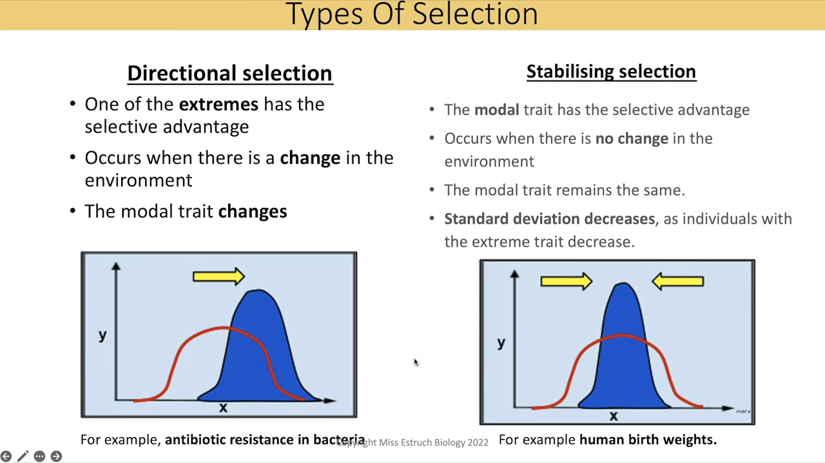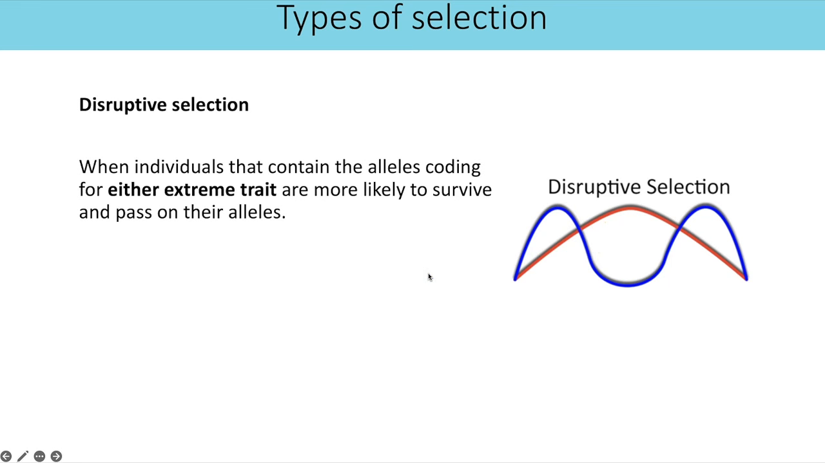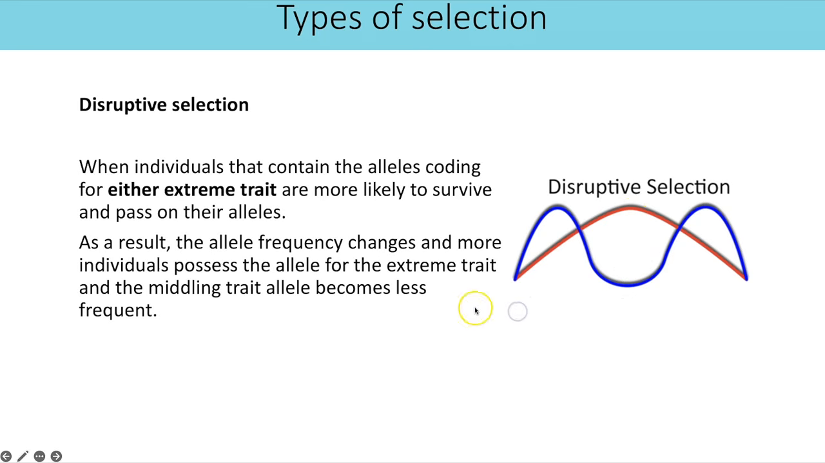The final type is disruptive selection. Disruptive selection is when both extreme traits provide the selective advantage, and therefore individuals that have either of those extreme traits are more likely to survive, reproduce, and pass on those alleles. So those extreme traits both become more common, and the middling trait is almost completely lost. As a result, the allele frequency changes and more individuals have those extreme traits.